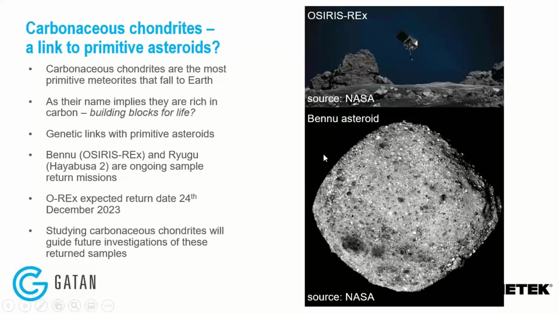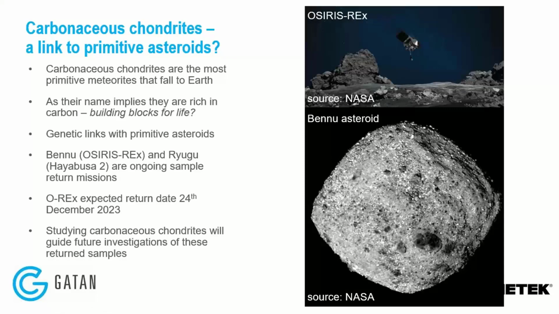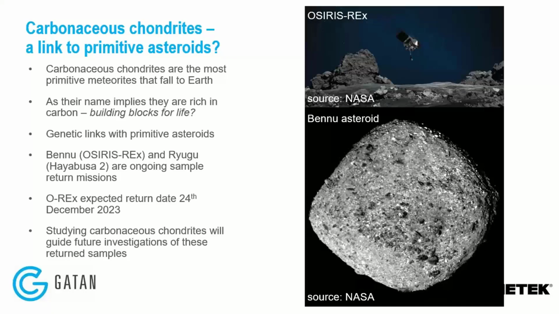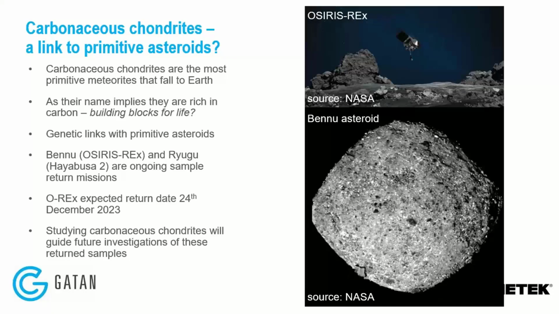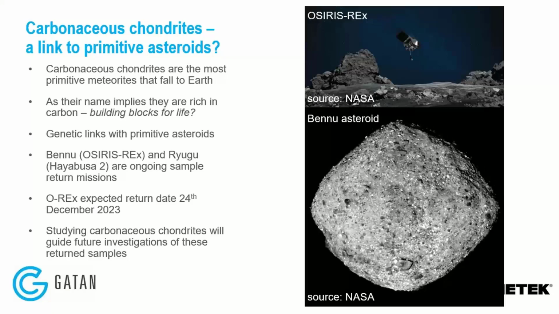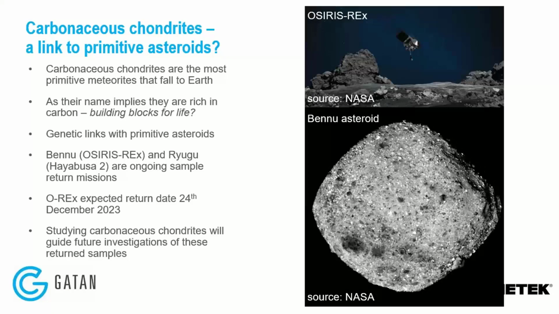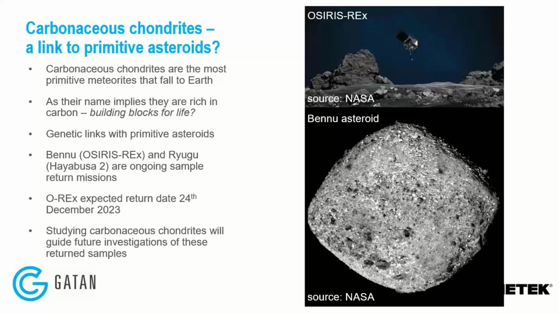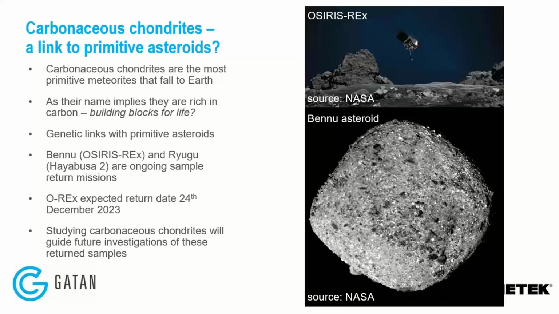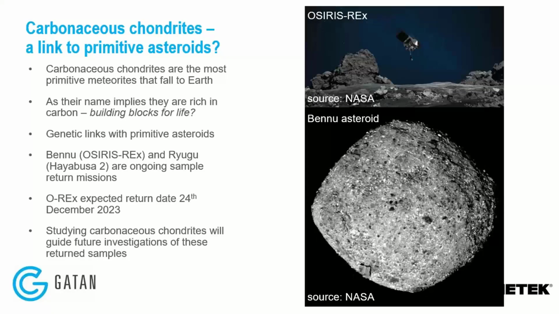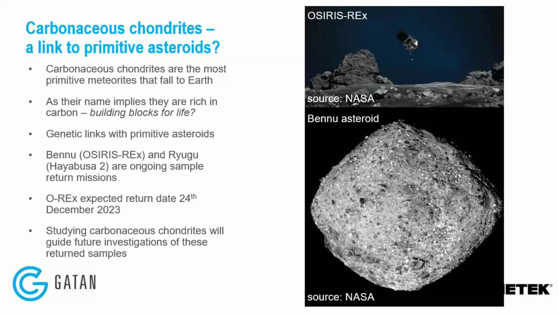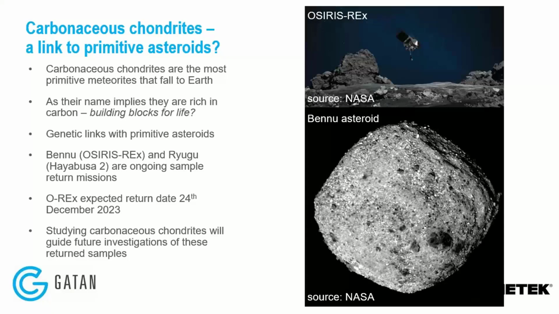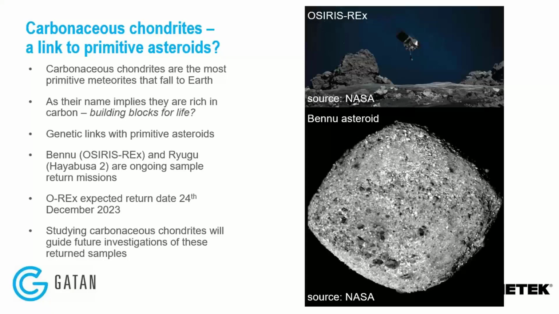So why are we interested in carbonaceous meteorites right now? Well, they're the most primitive meteorites that fall to Earth, and as their name implies, they're rich in carbon. And so they are believed to have been potentially the building blocks for life on Earth. There are also genetic links between CO carbonaceous chondrites and primitive asteroids, such as Bennu and Ryugu, two of the Apollo family asteroids that currently have ongoing sample return missions.